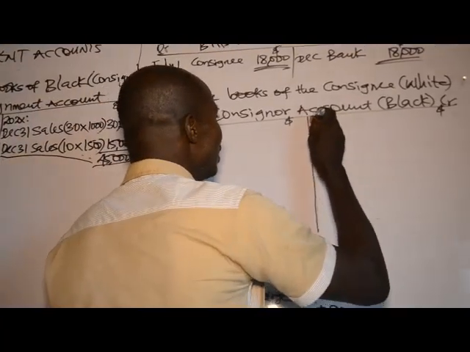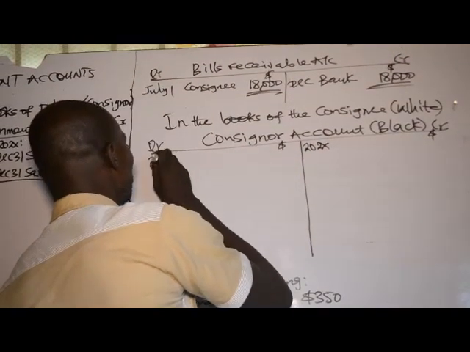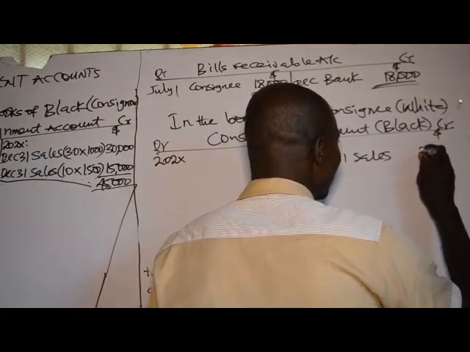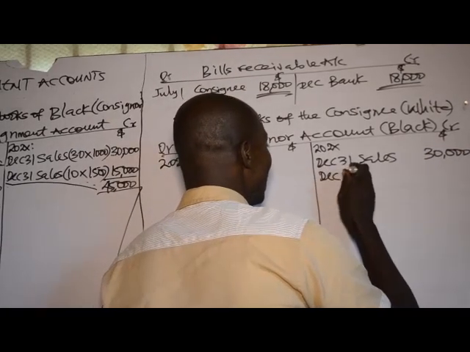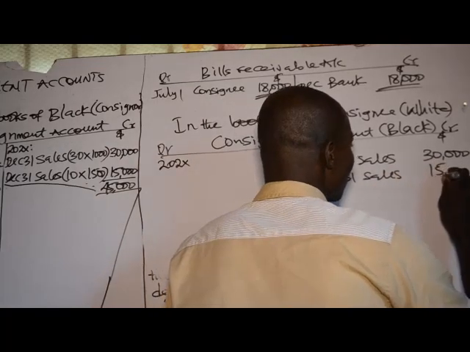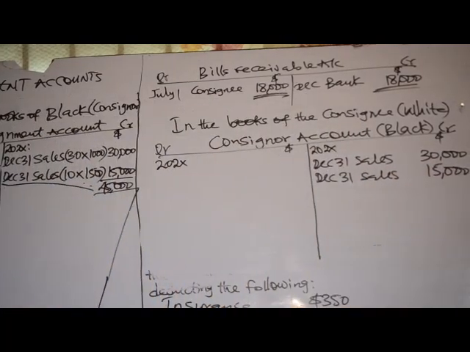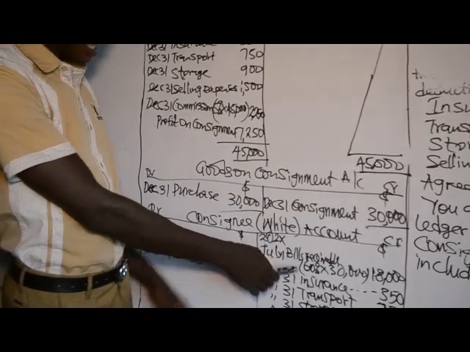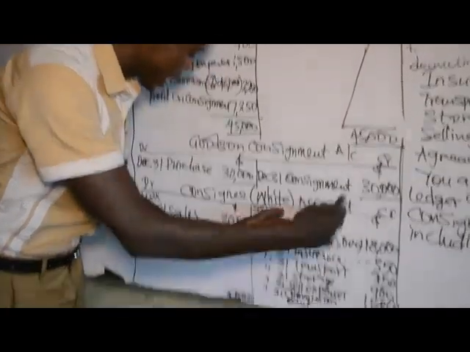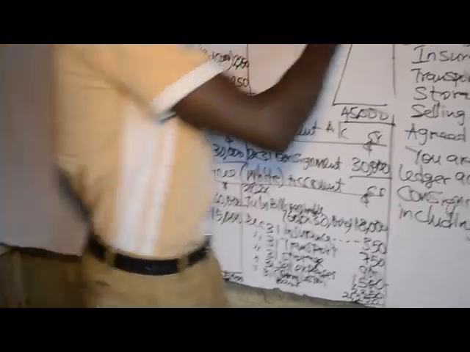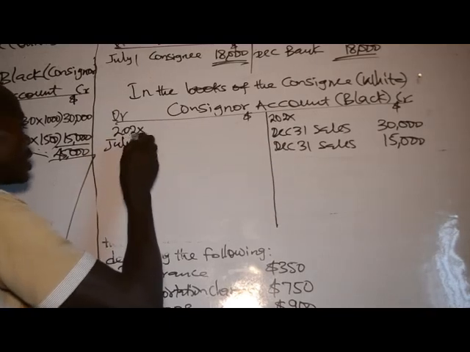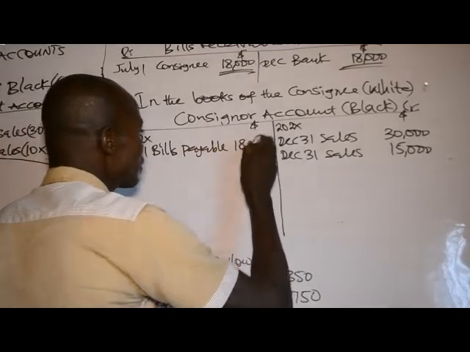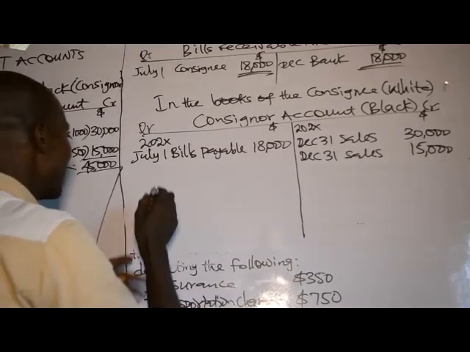Now, the year is 22X. So, December 31st, you have sales. The first sale is 30,000. And the second sale, as at that same date, is 15,000. Then, in the consignee account, we have bills receivable. This bills receivable becomes bills payable. And items that have been credited in the consignee account will be debited in the consignor account. So we have July 1st, bills payable, that is 18,000. Then the consignee expenses.